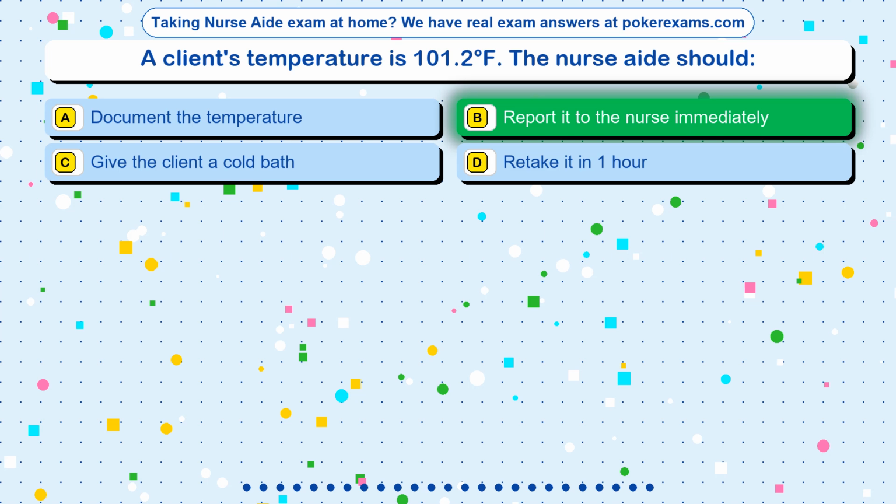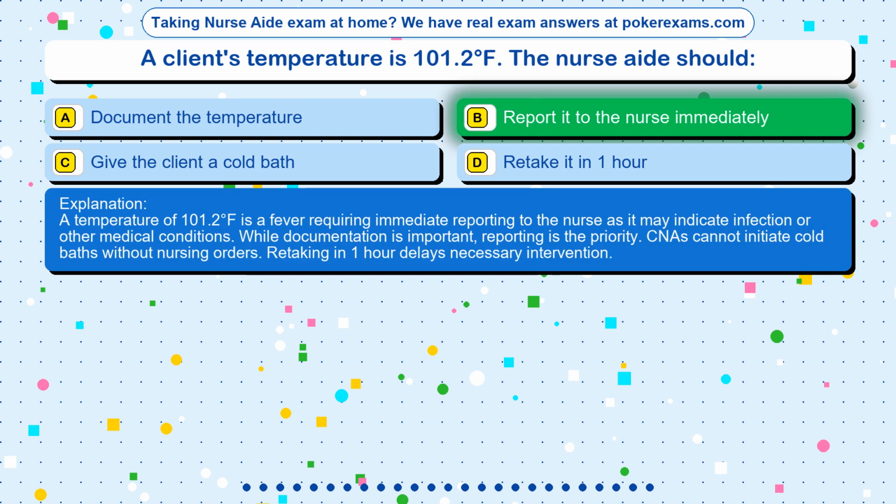The correct answer is option B, report it to the nurse immediately. A temperature of 101.2 degrees Fahrenheit is a fever requiring immediate reporting to the nurse as it may indicate infection or other medical conditions. While documentation is important, reporting is the priority. CNAs cannot initiate cold baths without nursing orders. Retaking in 1 hour delays necessary intervention.